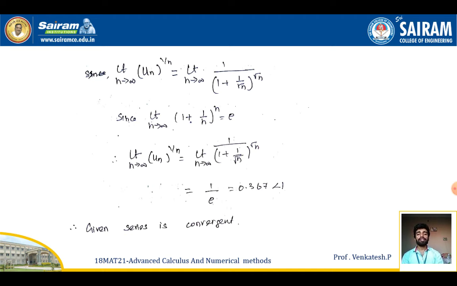Since limit n tends to infinity (1 + 1/n)^n will be equal to e, in the same way, on comparing both the equations, I can write that limit n tends to infinity (1 + 1/√n)^(√n) will be equal to e. Since the function is in the denominator, I can write it as 1/e. So 1/e will be equal to 0.367. It is less than 1. So I can conclude the given series summation u_n is a convergent series.